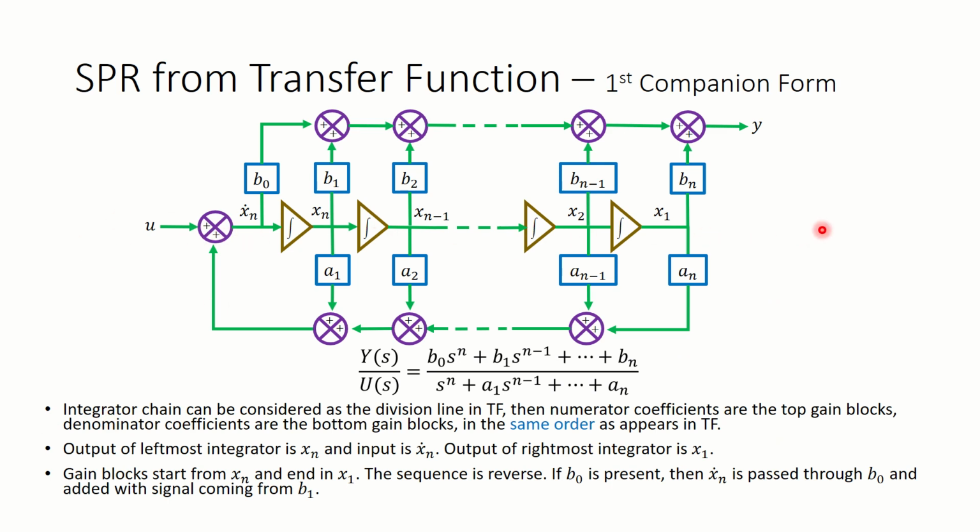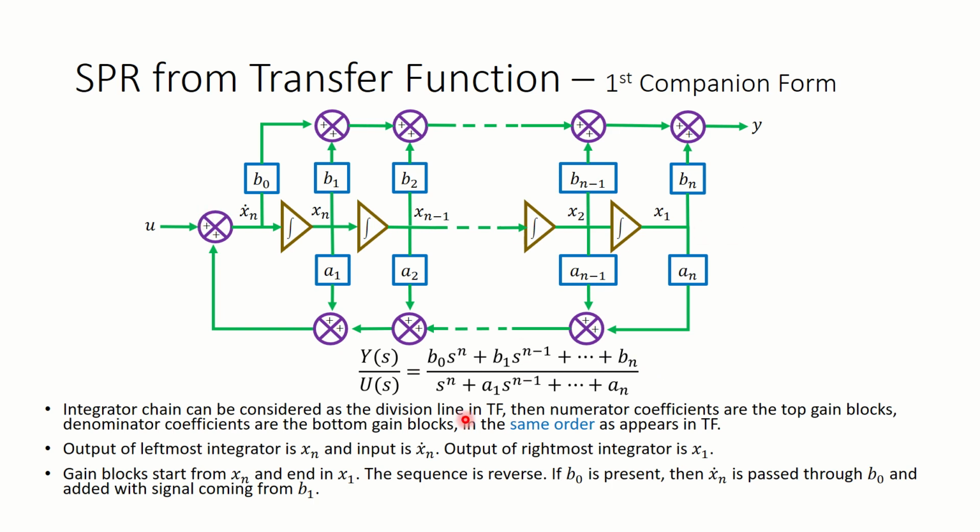It is sometimes easier for you to remember when you are first dealing with these representations, because it is a conversion from transfer function to state space realization and to block diagram. So all these are in the same discussion, so it might become a bit overwhelming, but to avoid that you can try to find out a pattern between all these things. So that pattern I have pointed out. You may consider the division line of the transfer function as this chain of integrators.